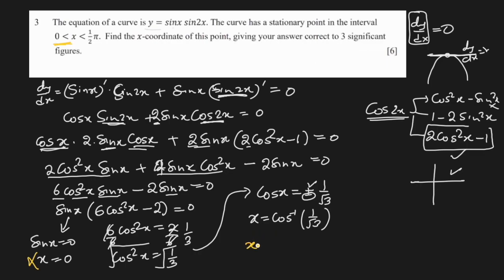What I'm getting here is 0.9553. So I will write 0.955. Only this is the x coordinate. They said find x coordinate of this point, giving your answer in 3 significant figures. That's what I've done here. This is the answer.